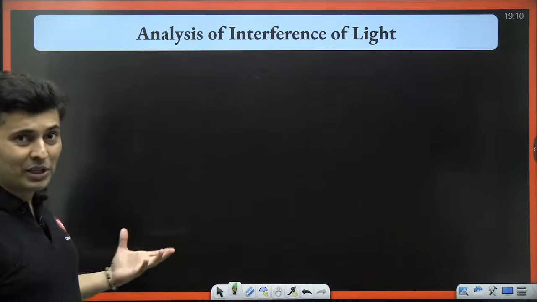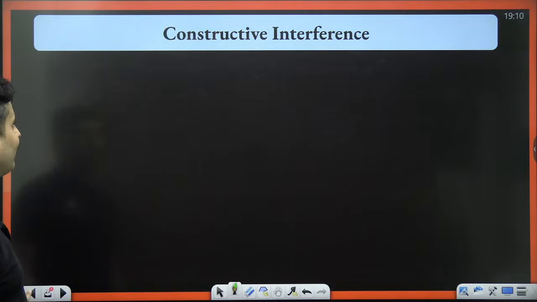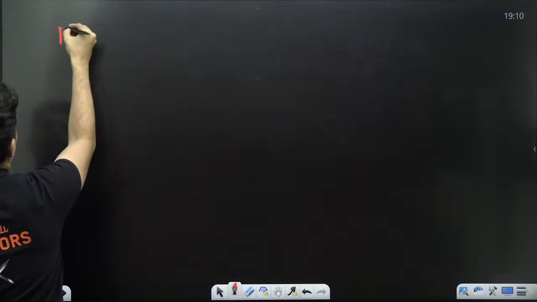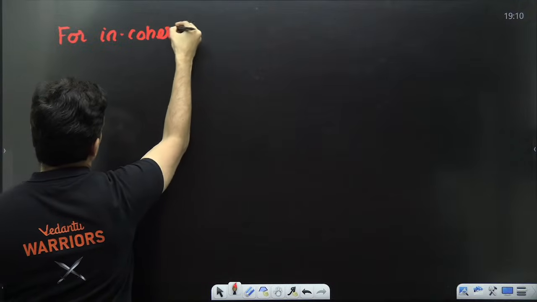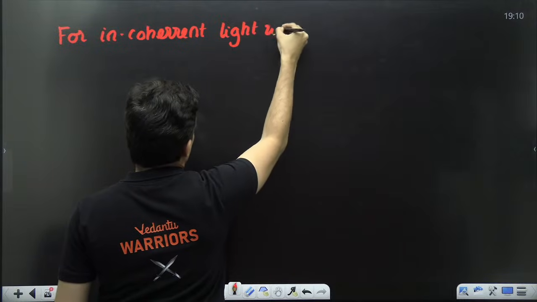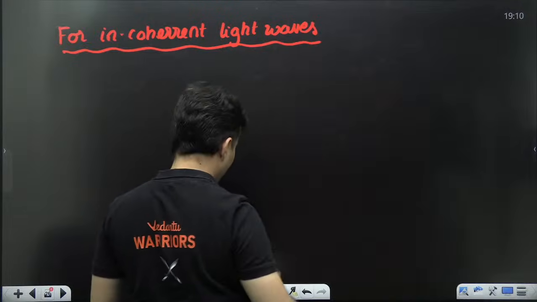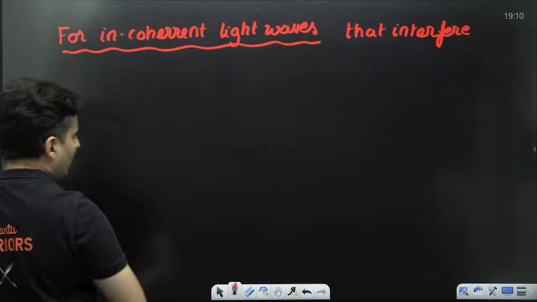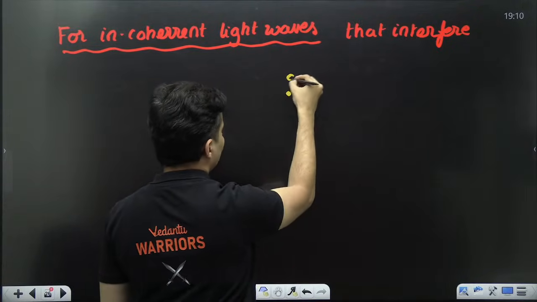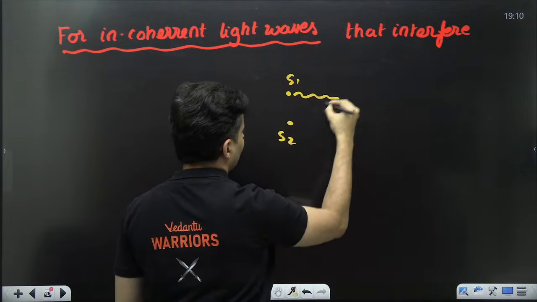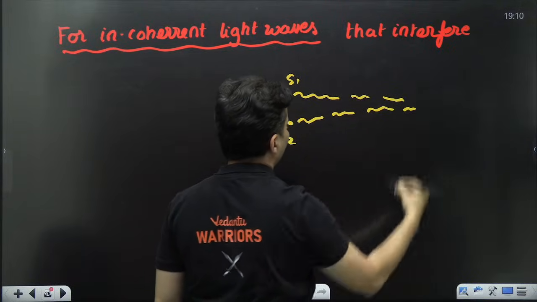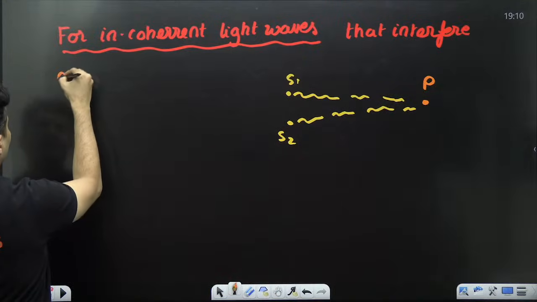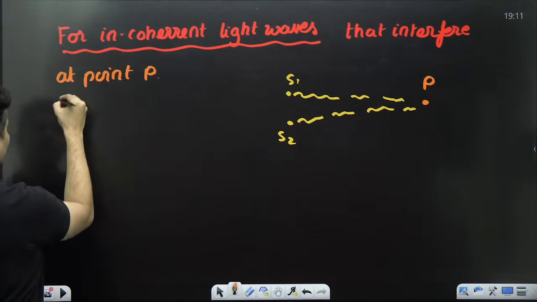So let's do the analysis of the interference of light, because after that we are going to see constructive and destructive interference as well. Starting off with the first one, that is if it is incoherent. For incoherent light waves that interfere, say for example you have source number 1 and source number 2, and both of them produce incoherent light waves, and finally at point P, interference occurs.